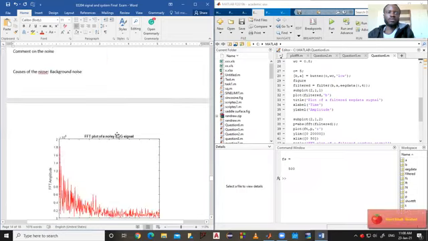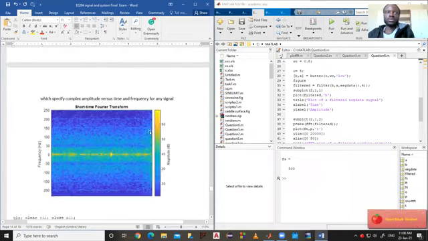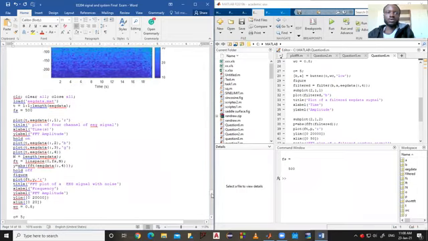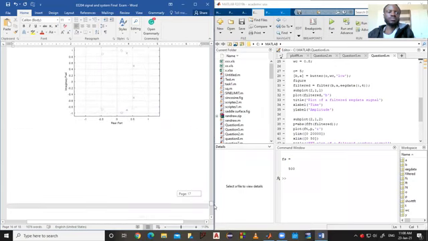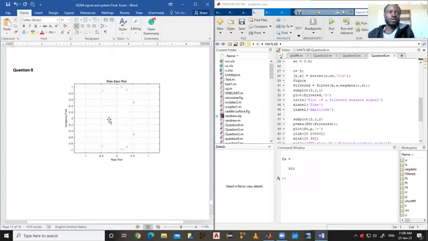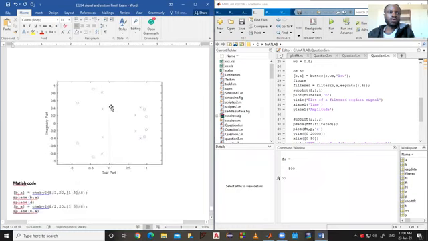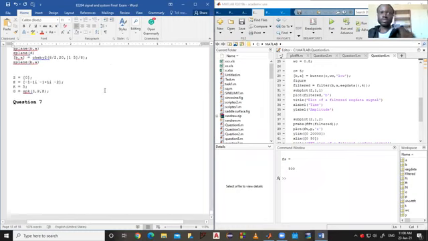So we have that for question 6, and question 8 gives us the unit circle with the zeros and the poles, and that is it.